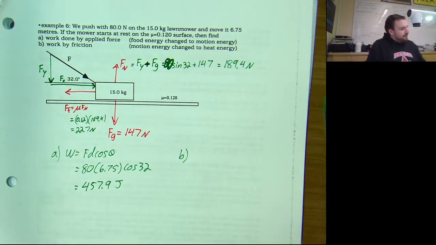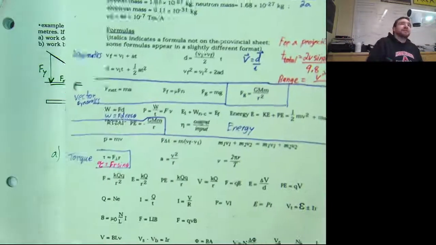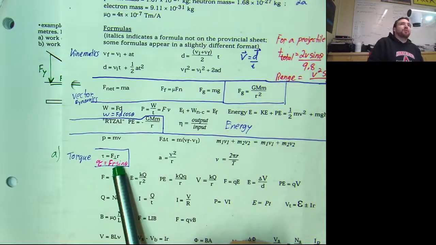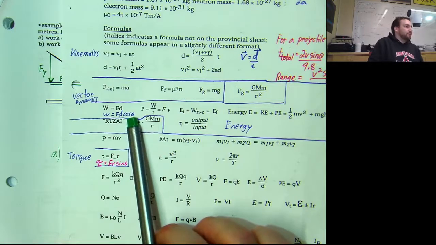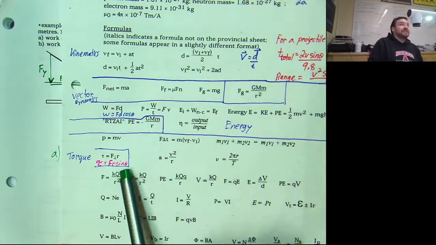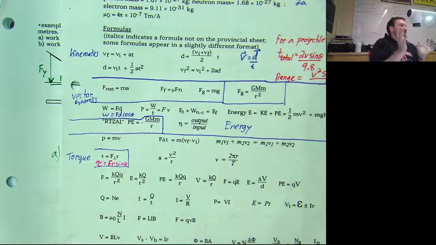You want to keep, and I think they're both on my formula sheet here. I've got my FR sine theta for torque and my FD cos theta for work. And it does matter. Sine is symmetric about 90 degrees. Those of you who have done pre-calc 12, it doesn't matter if you take the big angle or the small angle between 0 and 90 or 90 and 180. But cosine does matter.